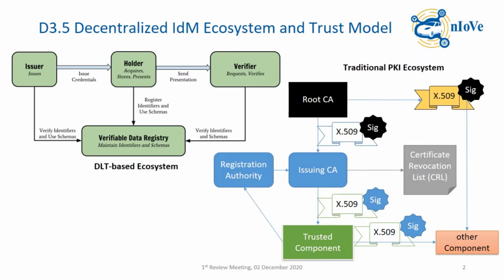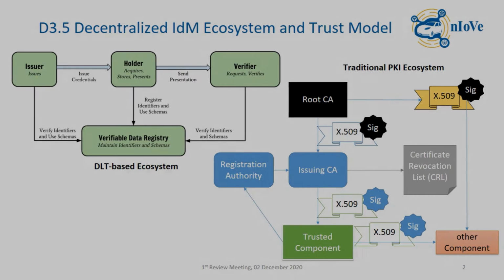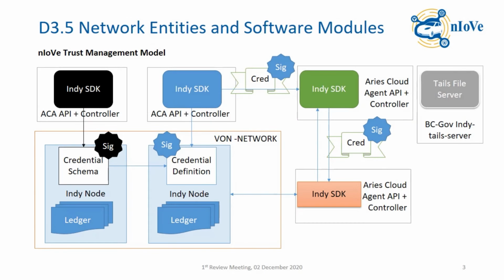The design of the trust management platform follows the decentralized identity management ecosystem, defined by the W3C, which can be seen in the top left corner. Here an issuer certifies a holder with a credential. The holder presents the credential to a verifier. The verifier is able to verify credential data via the distributed ledger. In contrast, traditional PKIs issue credentials, which originate from root authorities.